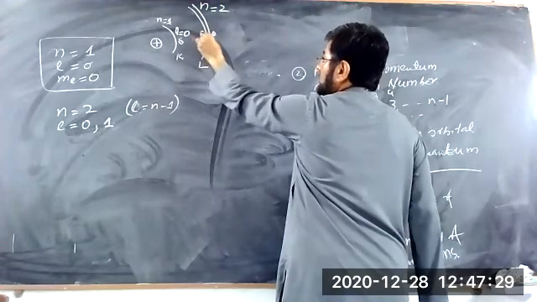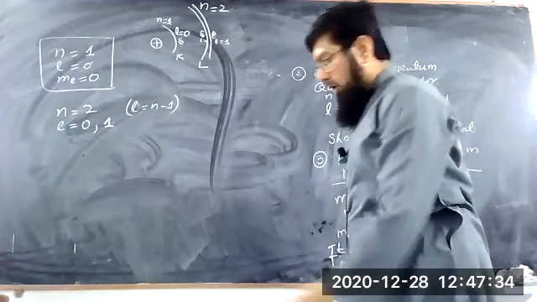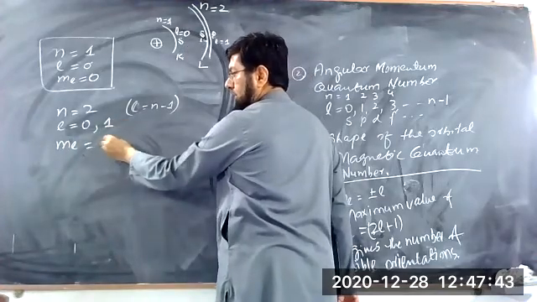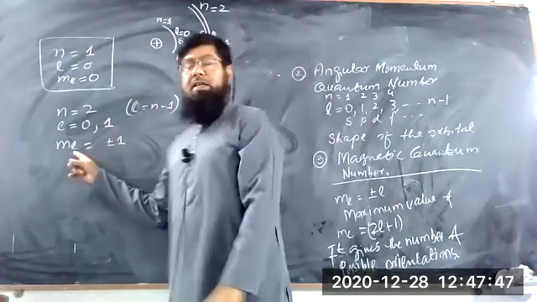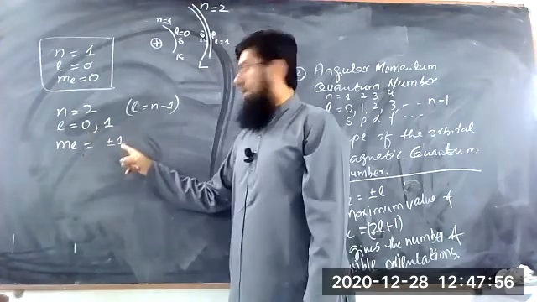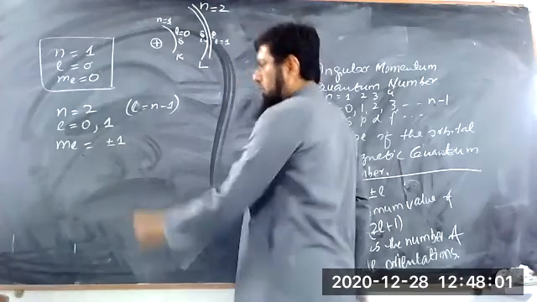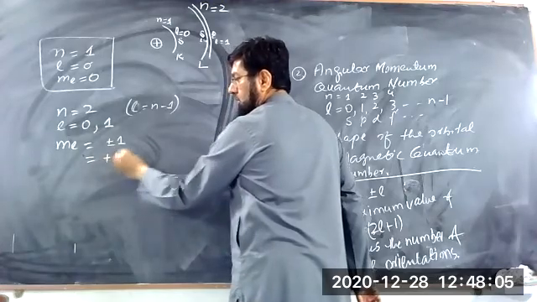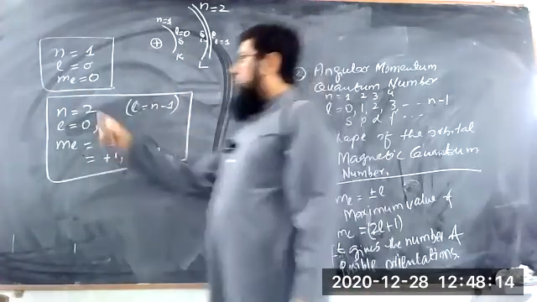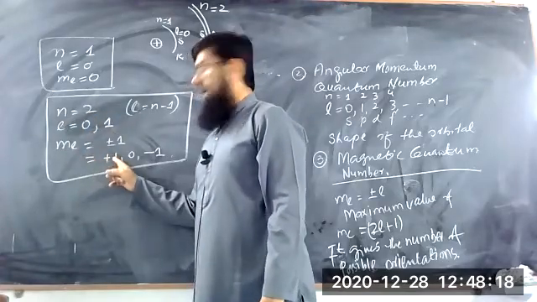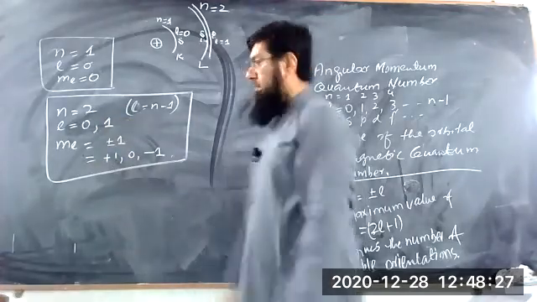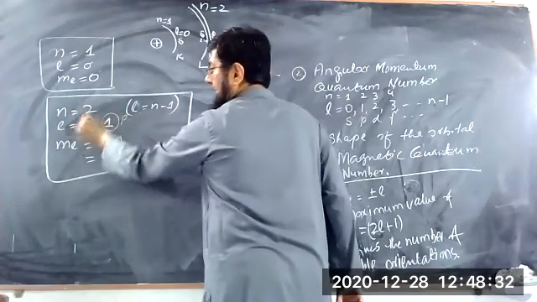In the s orbital, l is equal to 0. In the p orbital, l is equal to 1. So now, what is the value of ml, the possible orientation? For l is equal to 1, the possible values of ml are plus minus l, so the possible orientations are plus 1, 0 and minus 1. So there are three possible orientations for n is equal to 2 and l is equal to 1. And the shape of this p orbital is like a dumbbell. So this is the p orbital and this is the s orbital.